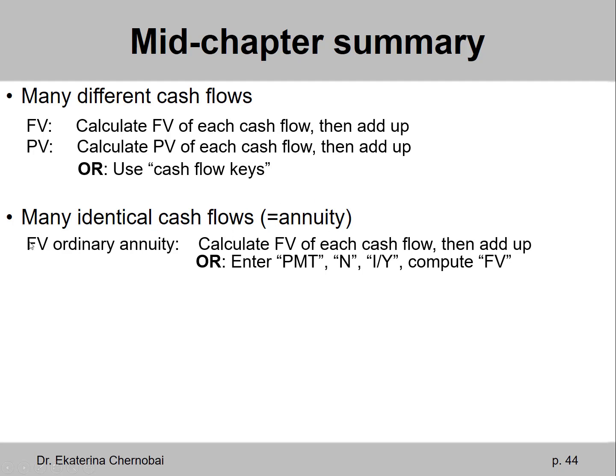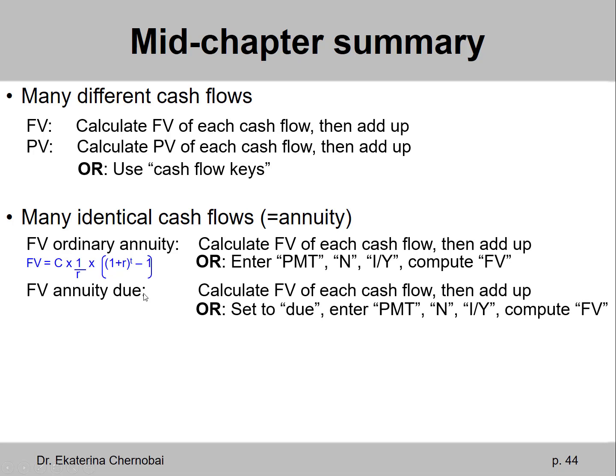We looked at the future value of an ordinary annuity, where you can calculate individual future values and add them up, except that might take you a lot of time if it's a very long annuity. A much faster solution would be using the PMT key. You would enter PMT, N, and I/Y and compute the future value. To find the future value of an annuity due, you can do it in the financial calculator in the same one step using the PMT key, except you first set the calculator to the annuity due mode.